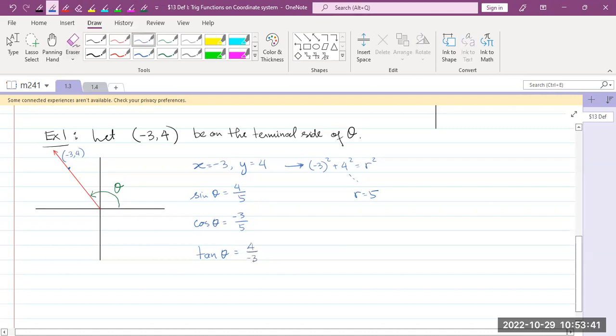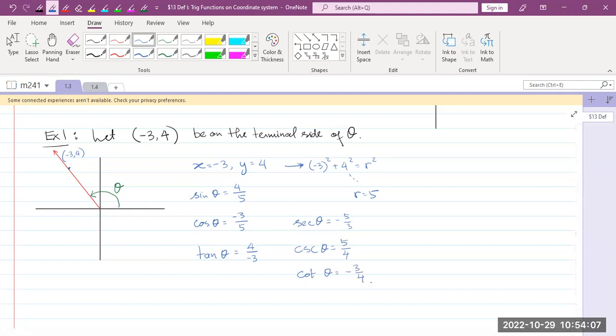Y over x. Okay, and as for the secondary trig functions, secant theta is the reciprocal of cosine, -5 over 3. Cosecant theta, the reciprocal of sine, is 5 over 4, and cotangent theta, the reciprocal of tangent, is -3 over 4. Just that simple. So if we know a coordinate on the terminal side, we can use that coordinate to find the values of the trig functions.